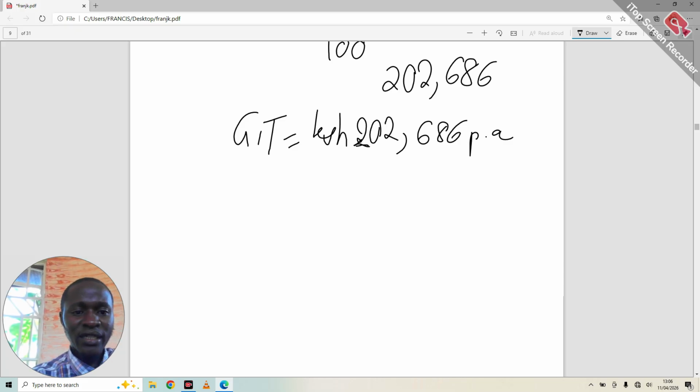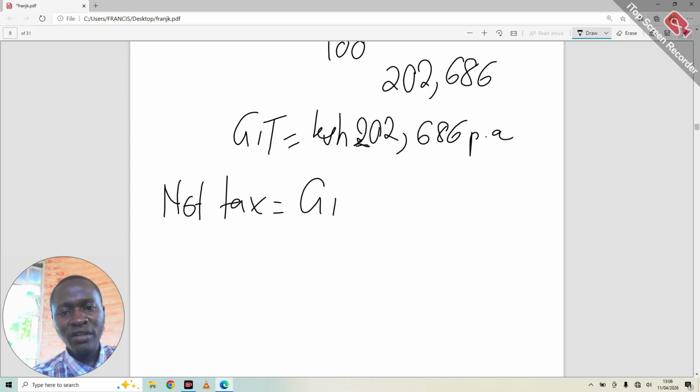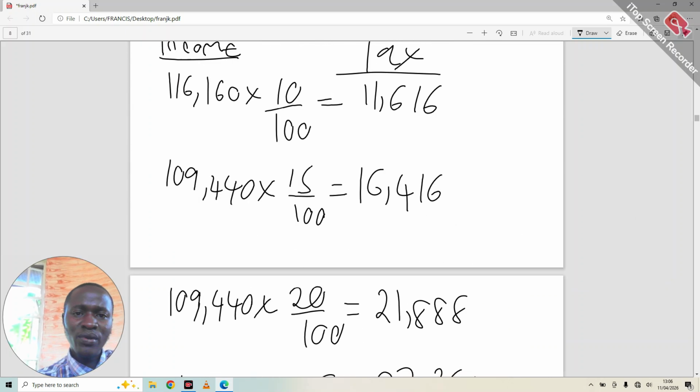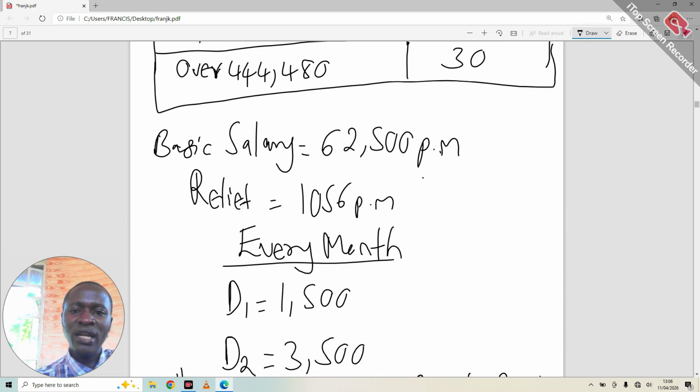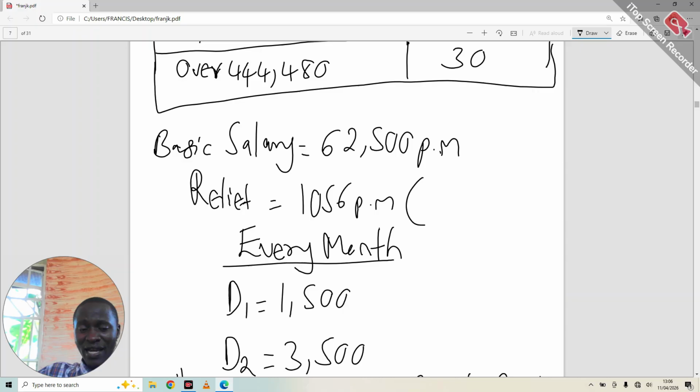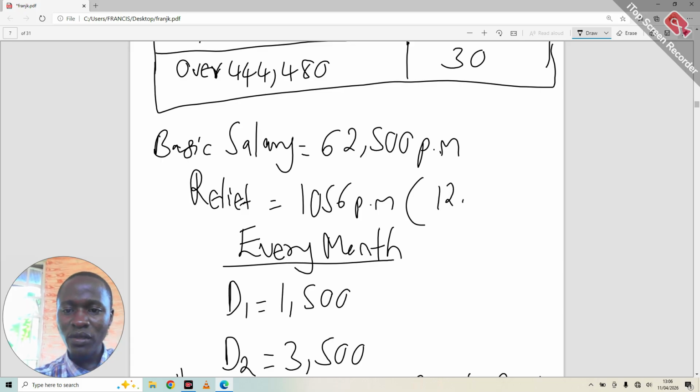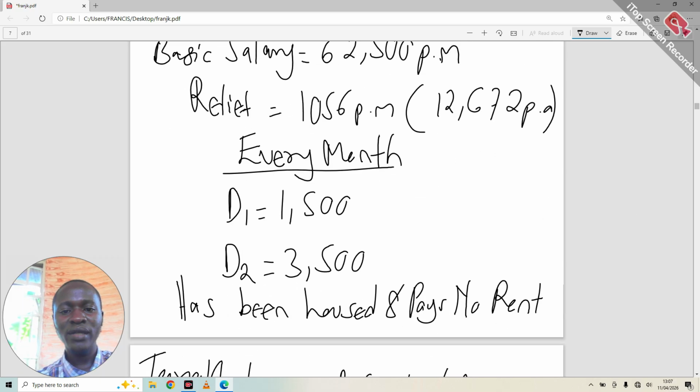So let us get our net tax. Remember, net tax is given by taking gross tax minus relief. We were provided with the relief from the interpretation we had. This is our relief. So take that relief, which is 1056, multiply it by 12. Why should I multiply it by 12? I'm converting it to year, making it annual. Now take 1056 multiplied by 12, you shall get 12,672 shillings per annum. Great.